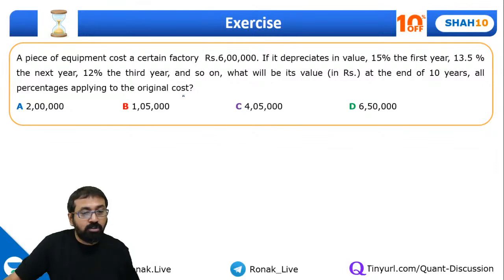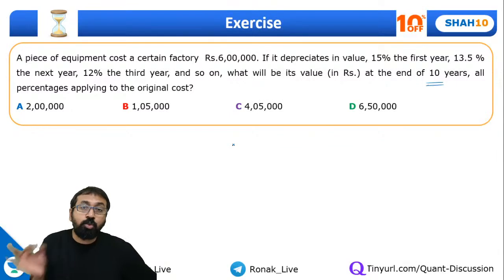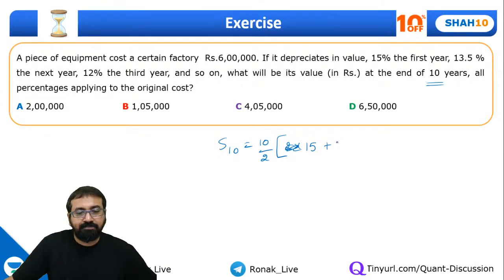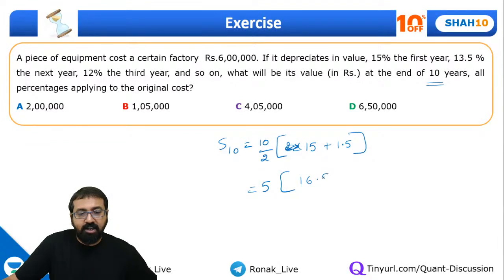We need to find out what will be its value in 10 years. So we need to find the total depreciation. So we need to find the sum of 10 terms, which is n by 2 in the bracket, first term plus last term. Now I know the first term and last term. So first term is 15 plus last term. What is the last term? 1.5. Right? So this will come out to be 5 into 16.5. This will come out to be 82.5.